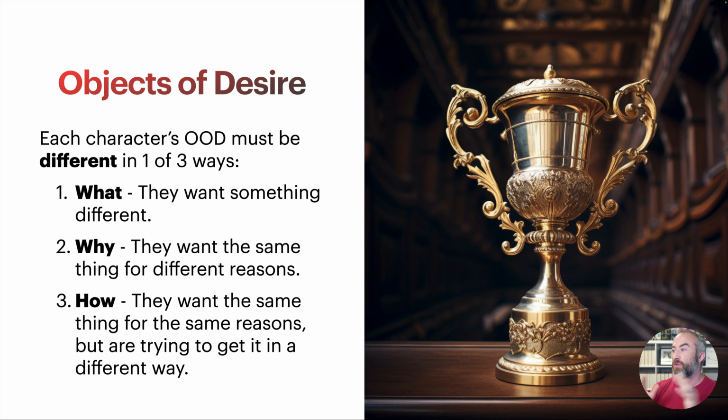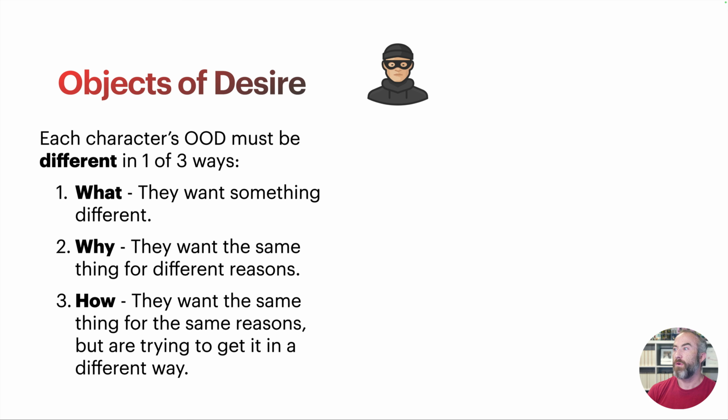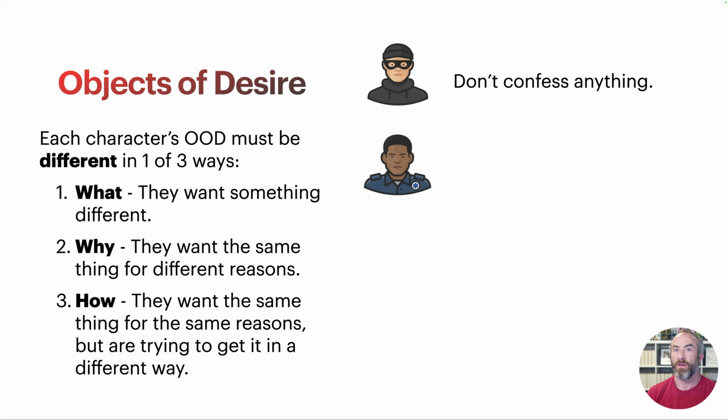So let's just look at an example of how this might show up in a scene that you're writing. Let's say there's a criminal, and what he wants is to not confess anything. So we're in an interrogation room, there's a criminal sitting in that metal chair, and he does not want to confess anything. And on the other side of that table is a police officer, and he's trying to get the criminal to confess. So you can see how this is different on that what scale. They want different things, and they're both not going to be able to get their thing.